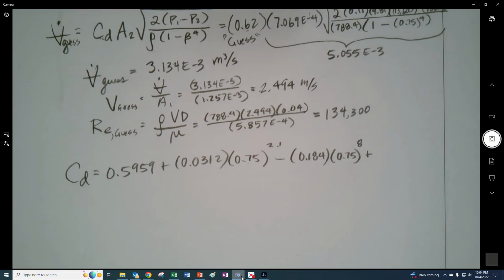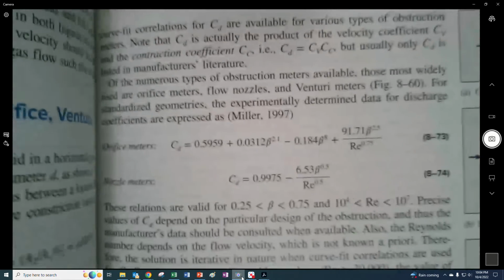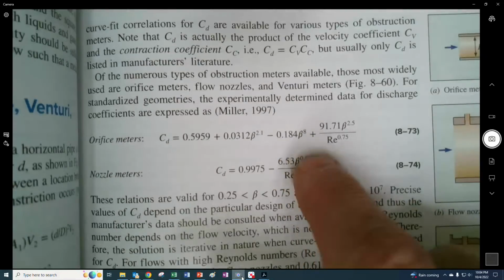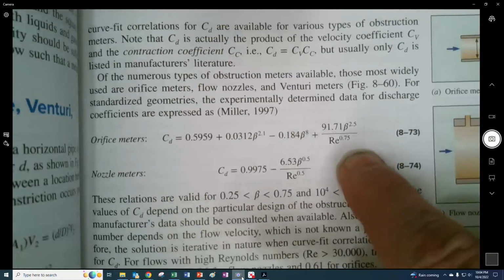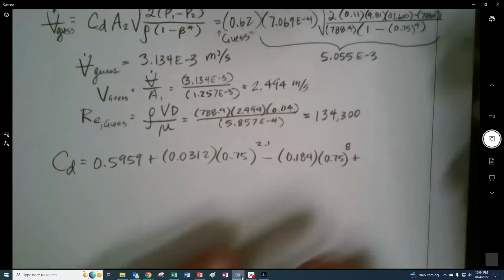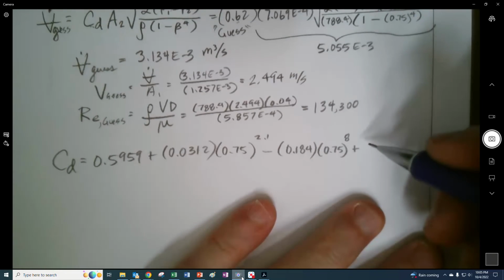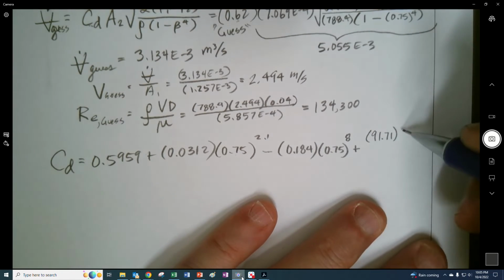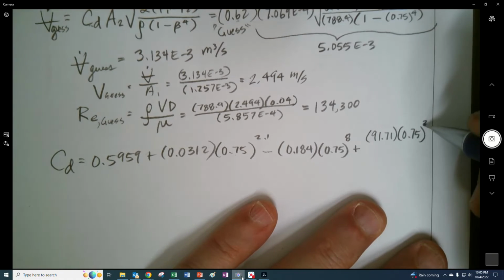I don't even see those values anymore. No, there they are, right there. Yeah, they have the same one right here. They're using the 8 in here. I'm suspicious of this information right here. I'm not sure if that's the right one, but that's the equation that I'm using. And I'm raising it to the 91.71. And here's the beta raised to the 7.5. And this is a raised to 2.5.